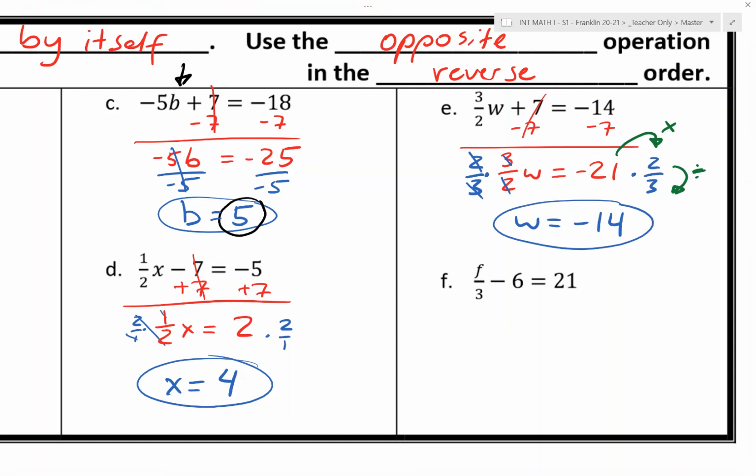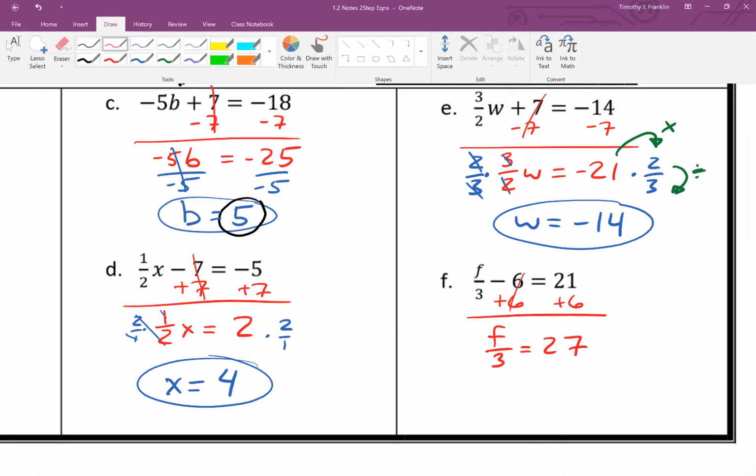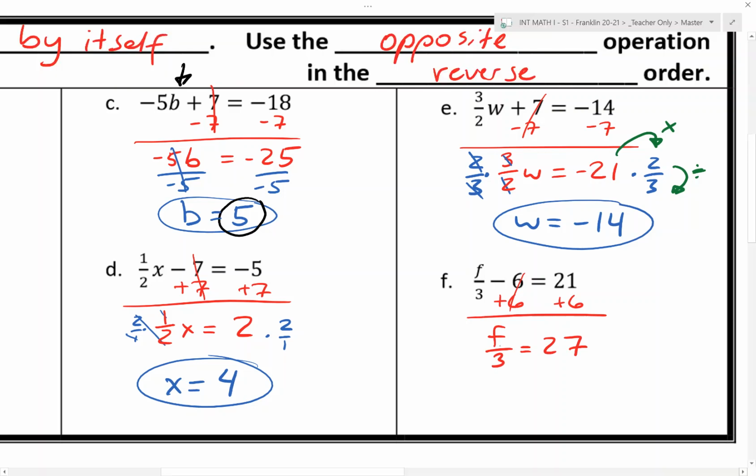Last one. We have f over 3 minus 6 equals 21. So again, f is being divided by 3 and then subtracted by 6. So we have to first undo the minus 6 by adding 6 to both sides. So f over 3 equals 27. Now here, it's not really a full fraction. It's just f divided by 3. So we can just multiply both sides by 3 for the opposite operation. Now f would equal 27 times 3 is 81.